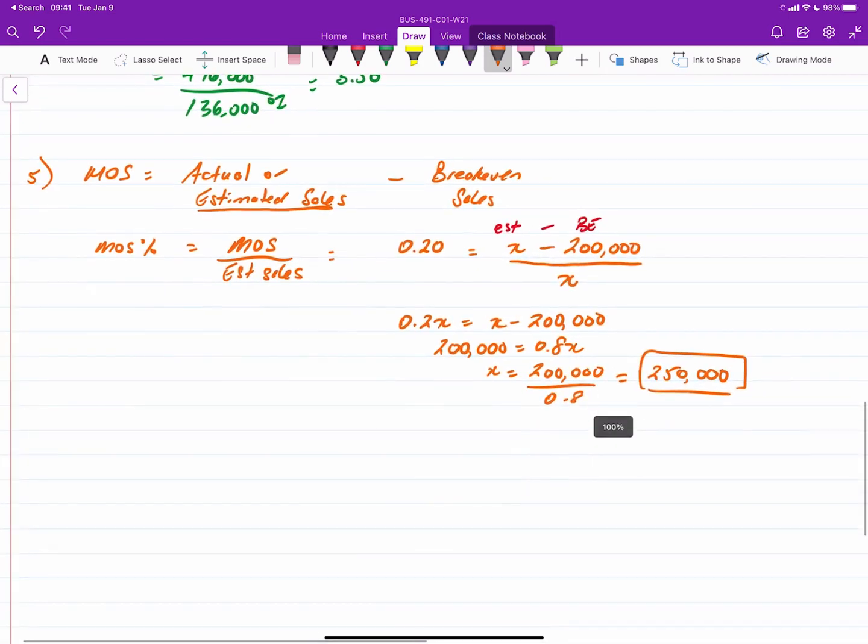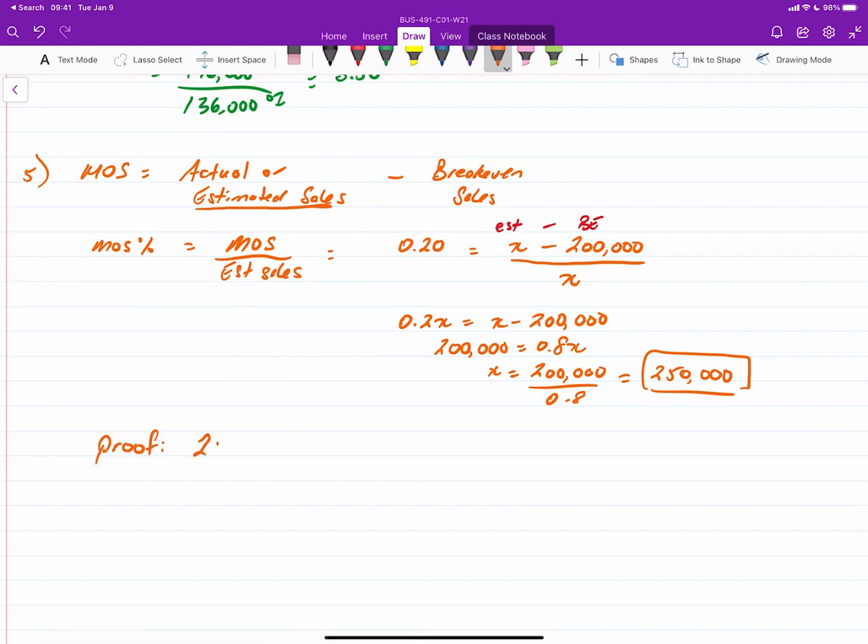And if you're not quite sure, let's do a quick proof. If 250,000 estimated sales minus 200,000 break even gives you a 50,000 margin of safety, and we divide that by 250,000 expected sales, well, isn't that going to be 20%? And that's it. So we're now finished in class problem 3.1 on cost volume profit analysis.